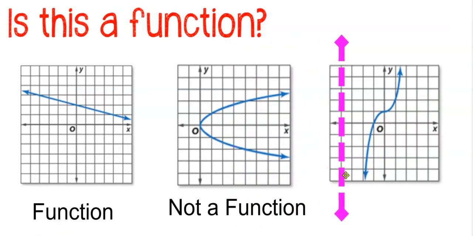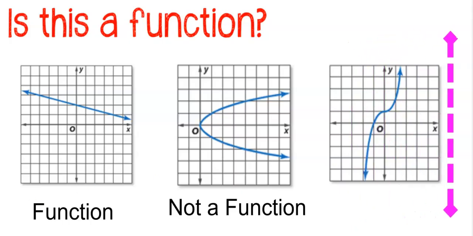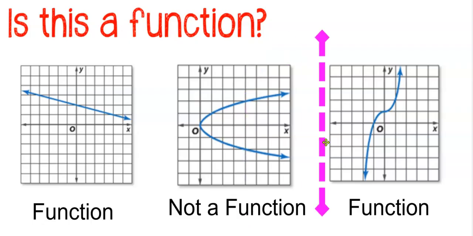Now for the last graph. As we scan, I never touch it in 2 places at once. This is a function. When you touch it at 2 places at once, that means an input has more than one output. And a function means every input can only have one output.